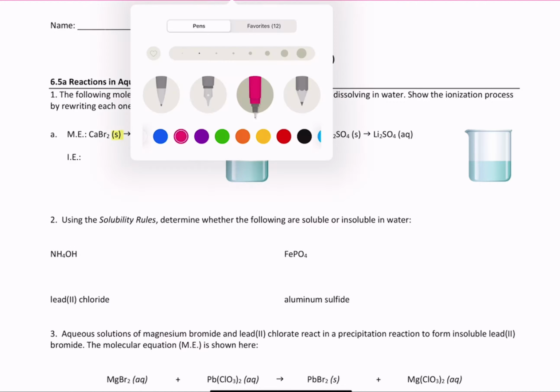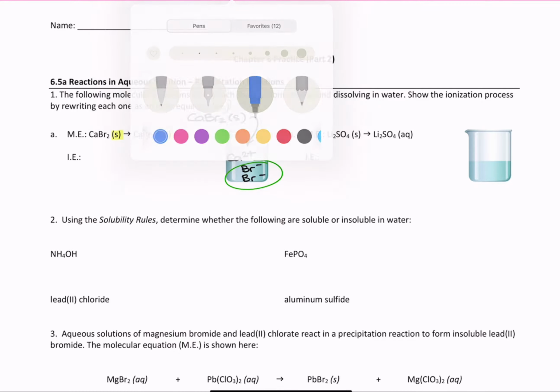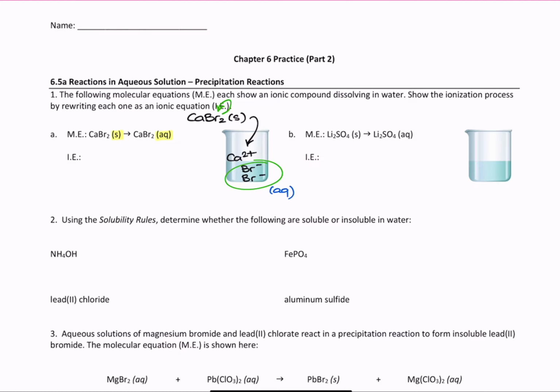So what is actually happening? Calcium bromide solid, so probably crystals, is placed in a beaker that contains water. When the compound is placed in water, the ion dissociates. Okay, so we have now the calcium ion and the bromide ion. Notice that we're releasing two bromide ions because the 2 applies to the Br minus ion, the anion. All of these species are dissolved in water, so they are in the aqueous state.